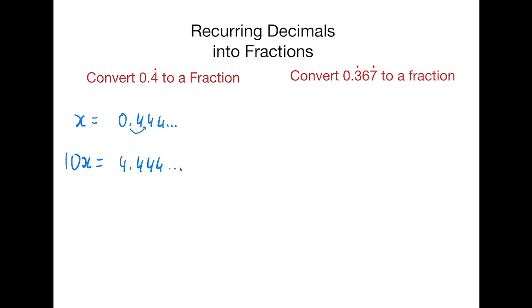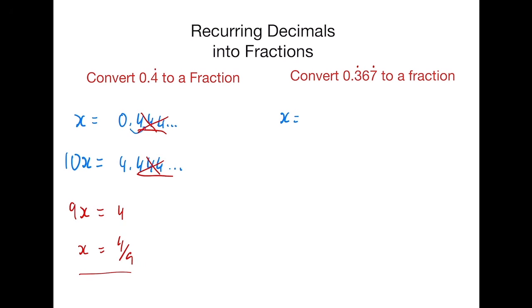Now as you can see, both of these decimals are the same, so if we take them away, they're going to cancel out, leaving us with 9x because 10x take away 1x. 4 take away 0 ultimately is 4. So x equals 4 over 9. That's our first answer. Now if you're doing foundation, I wouldn't worry too much about the next one.